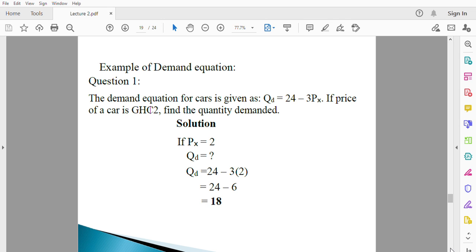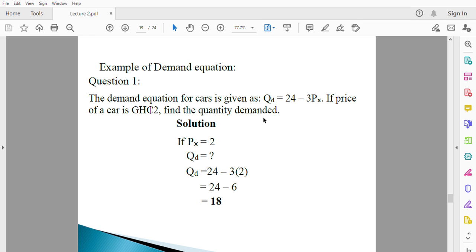Example of demand equation. Let's solve this example. Question 1. The demand equation for cars is given as QD. Do you remember QD? Quantity demanded is equal to 24. Do you remember 24? Autonomous demand. Minus 3. Do you remember 3? A slope. 3Px, and Px is the price. If the price of the commodity is 2 Ghana cedis, find the quantity demanded.